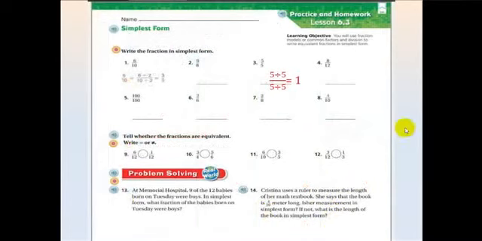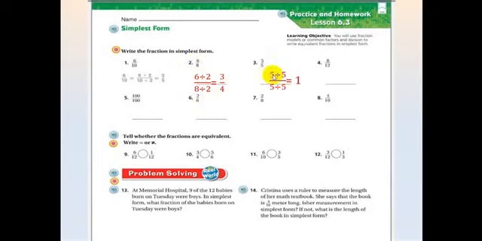All of you open your book, lesson 3. Here, write the fraction in the simplest form. 6 over 8. We can write it in the simplest form. 6 and 8 are in table 2, so the common factor between 6 and 8 is 2. Divide by 2 equals 3, and divide by 2 equals 4.